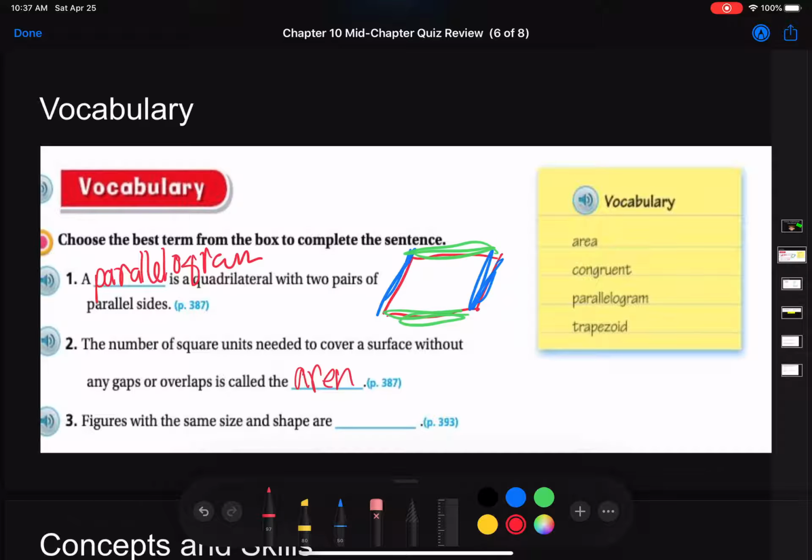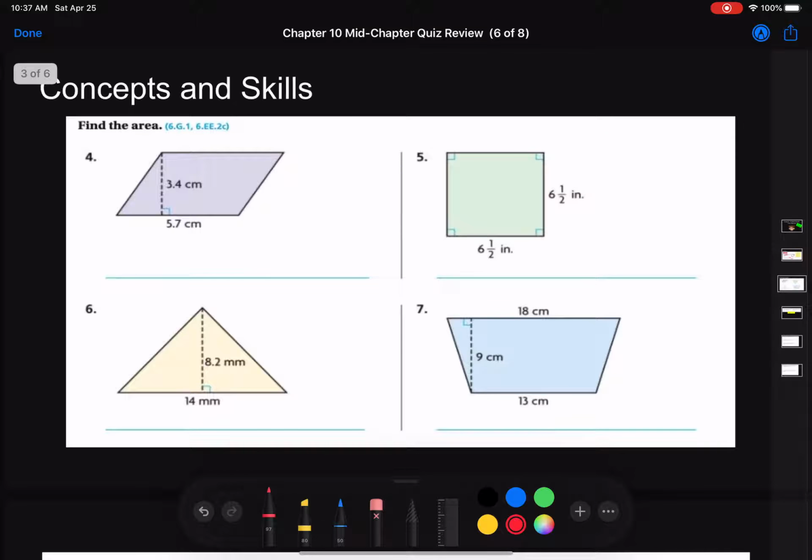And then number 3, figures with the same size and shape are what? Well, I just mentioned this. When you cut a parallelogram in half, you're making two congruent triangles, so two shapes that are identical in every way. They're congruent. All right, let's move on to the actual problems.